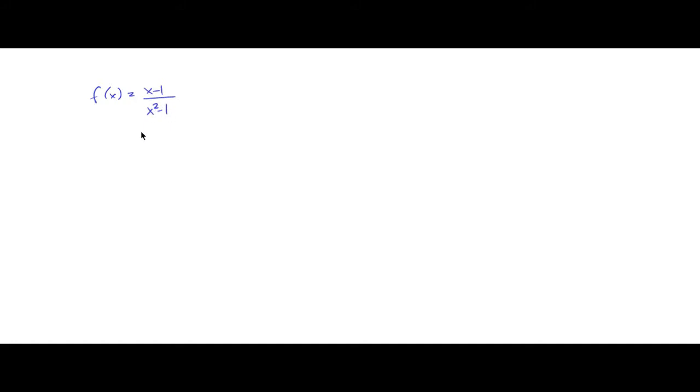So the domain of this function is the values that make x squared minus 1 equal 0, or in other words, x squared is 1, x is either plus or minus 1, right? In fact, you can rearrange this as (x minus 1) divided by (x plus 1)(x minus 1), right? So if x is different than 1, we can cancel this factor out. So this is equal to 1 divided by x plus 1 when x is different than 1.